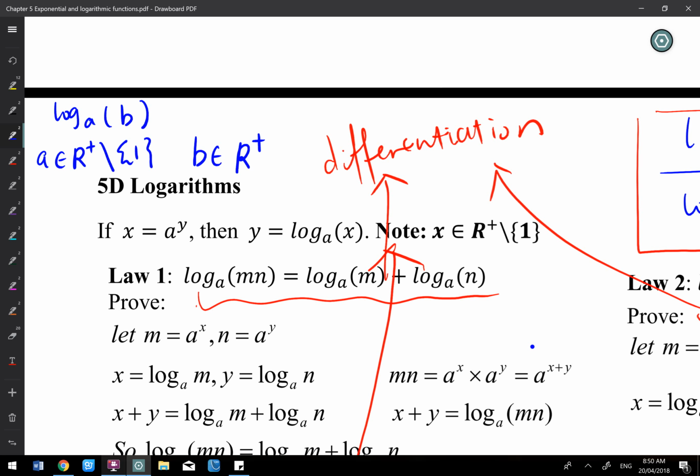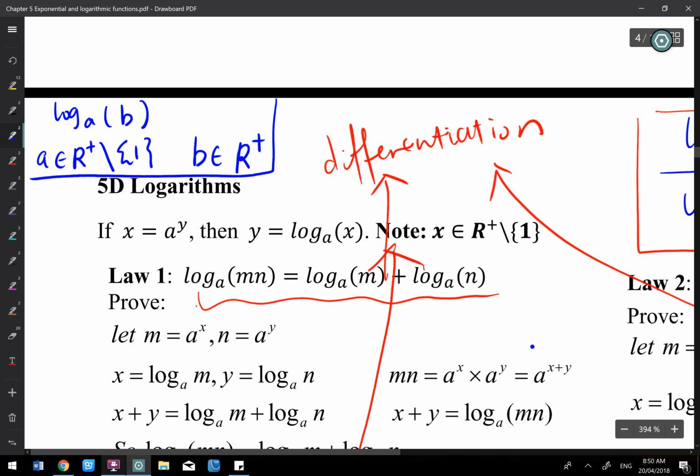And what you put inside the bracket, it can be 1, because log A of 1 will be 0. So it can be 1. So it needs to be positive only. So that's the domain and requirement for the base.